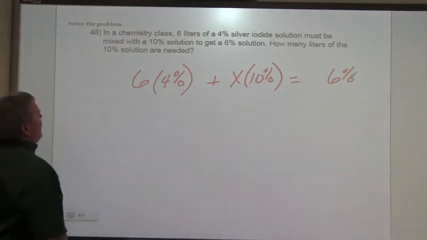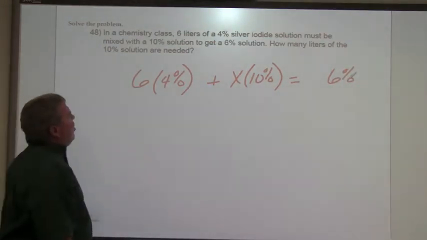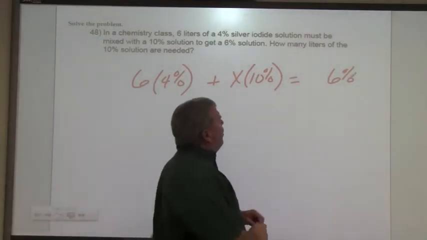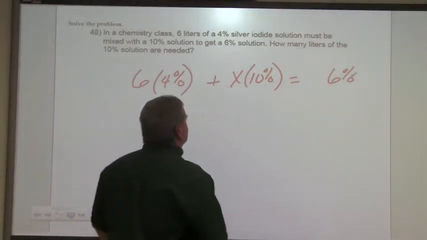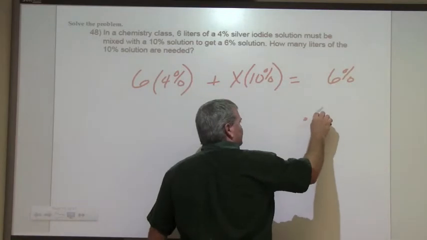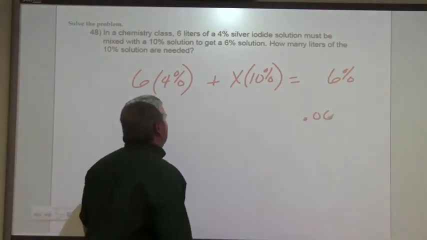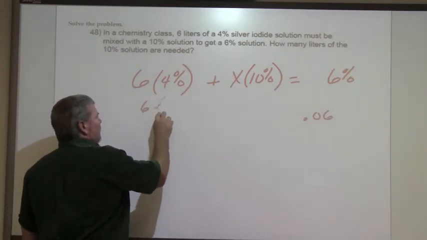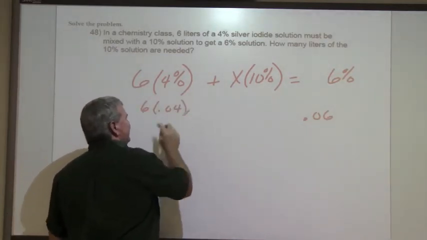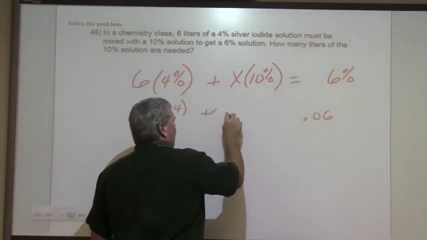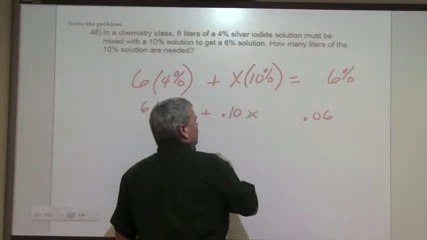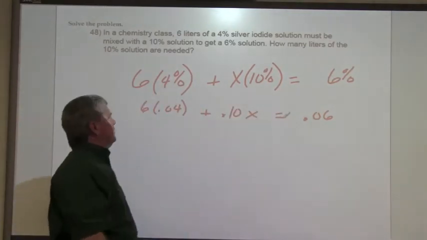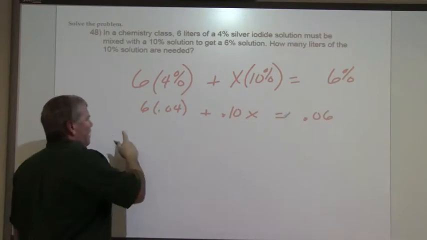How many liters of the 10% solutions are needed? So we want to know what's going to make it be a 6%. So first of all, I'm going to change all my percents to decimals. Now if you're using a calculator, you really don't have to do that if your calculator has a percent key. Just don't multiply by the 10 or the 6 or the 4. It could create a problem.